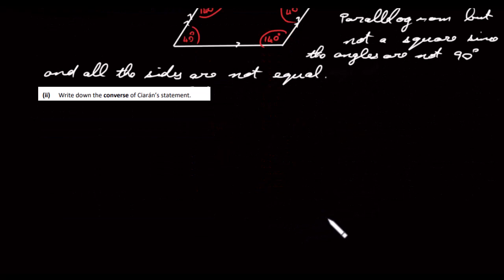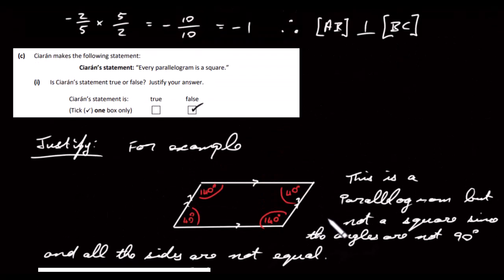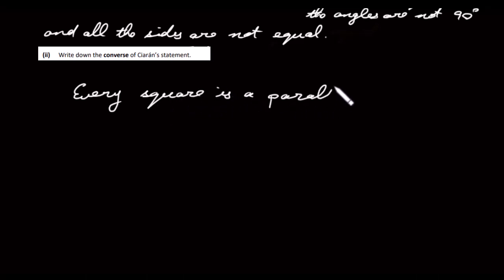Okay, write down the converse of Kieran's statement. So Kieran's statement is that every parallelogram is a square, so the converse would be every square is a parallelogram. And that's it for this question.